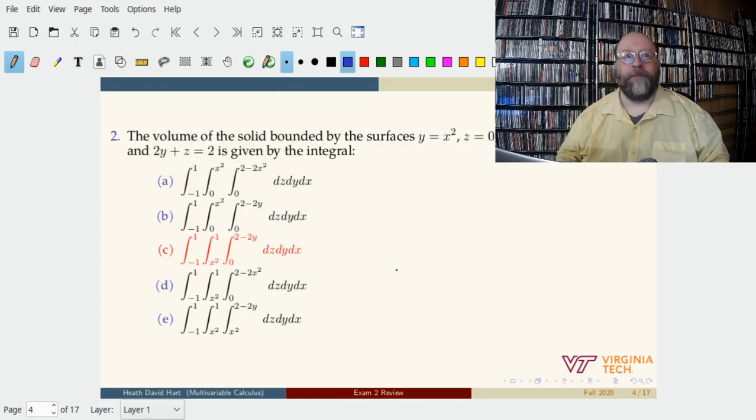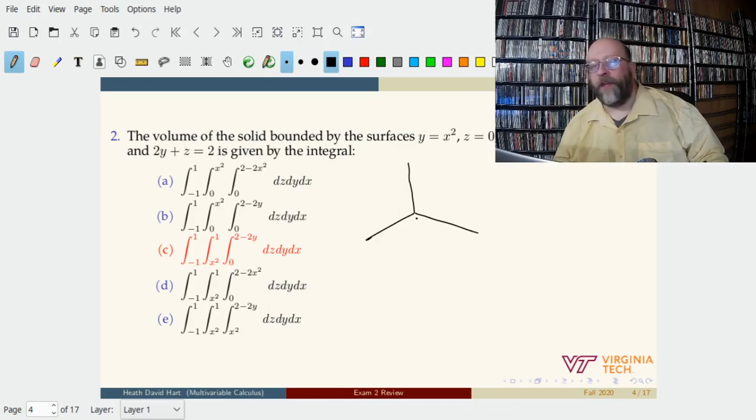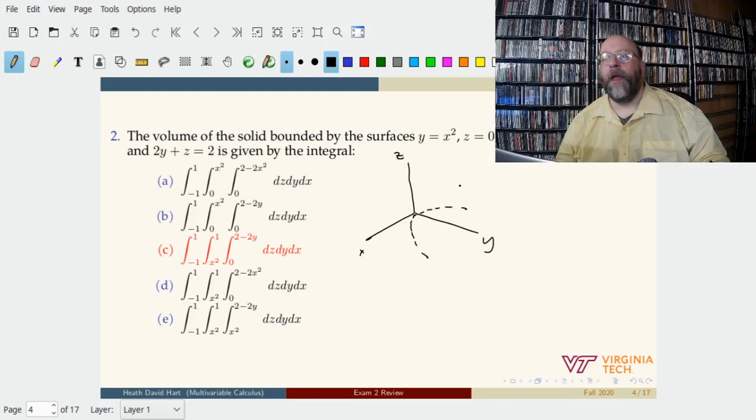All right, let's move on. We wanted to find the volume of the solid bounded by these surfaces. y equals x squared, z equals 0, and 2y plus z equals 2. So let's sketch this out. y equals x squared is, once again, a parabola in the xy plane. And since z is not included in this surface, this parabola extends forever in the z direction. And so that's what that surface looks like.